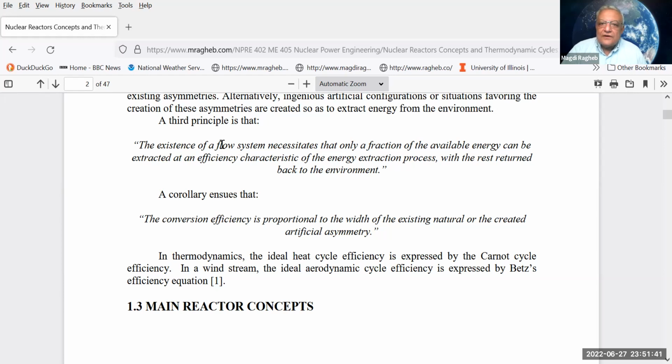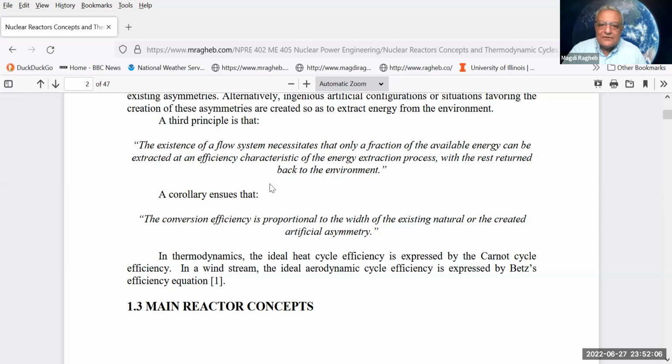So in that case, the definition of the efficiency here is that because you need a flow system, I repeat, because you need a flow system, that flow system has to take some part of the energy that is available to you. Hence, you have an efficiency associated with any one of these energy conversion processes.